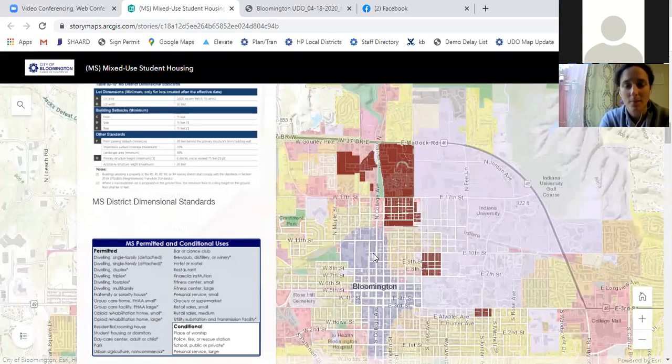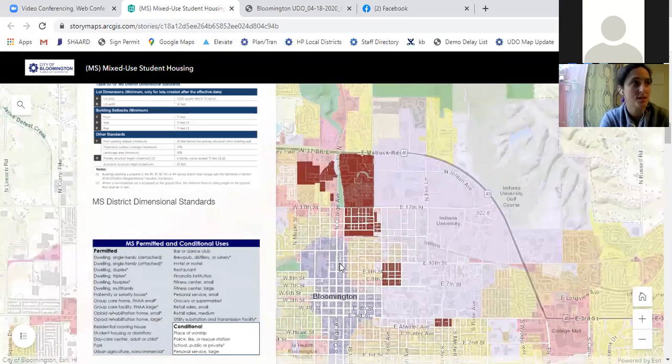So you can see here on the map, we are currently proposing, oh, thank you. Come on, boy, we're going outside.